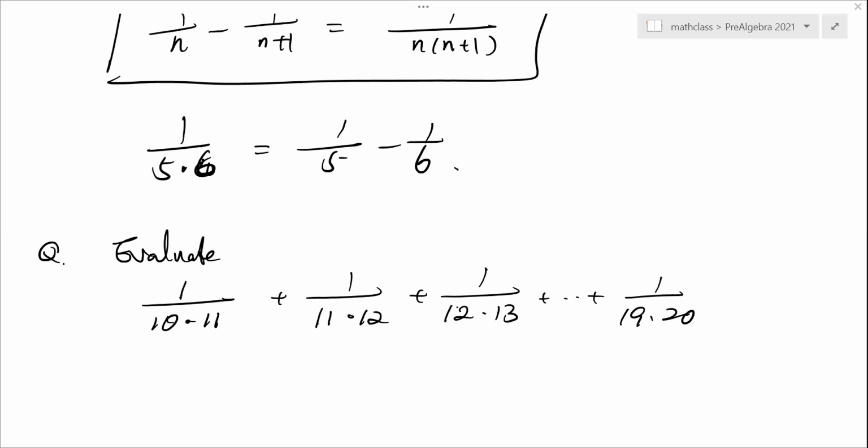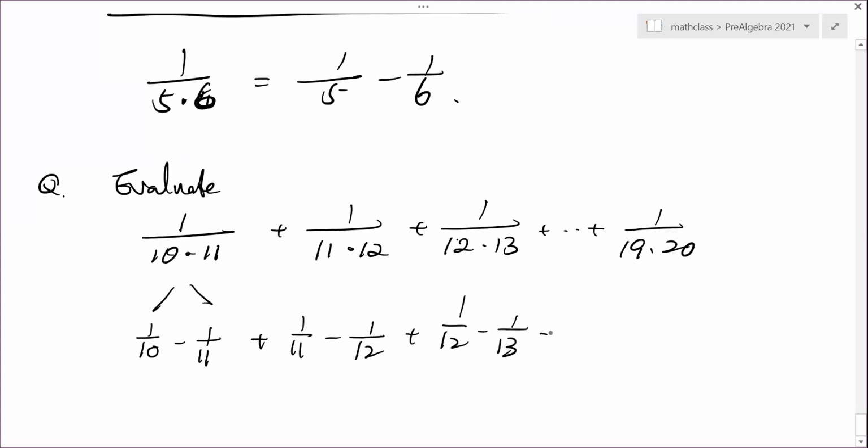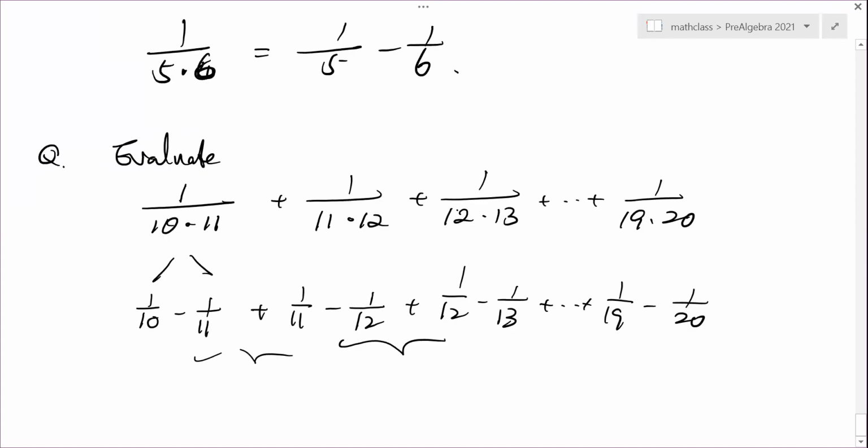All right, so let's do it. I did not get any answers from you guys. So this can be separated as 1/10 minus 1/11. And this can be separated as 1/11 minus 1/12. And so on, up to 1/19 minus 1/20. And as you can see, those are all canceled out right in the middle. So you will get only 1/10 minus 1/20.